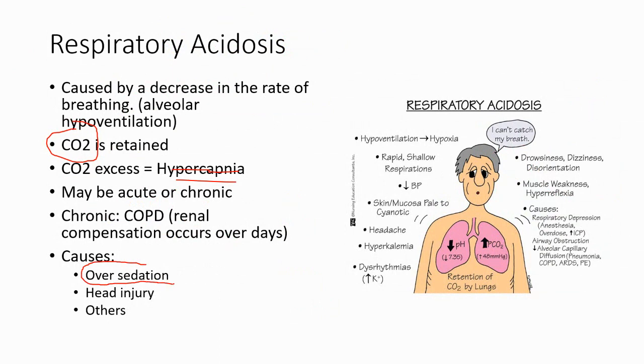We oversedate somebody, whether it's intentional or unintentional, somebody oversedates themselves, or we oversedate somebody, we decrease their respiratory rate. Okay. Shallow respiratory rate. Oversedation is a very common cause of an acute respiratory acidosis. Chronic respiratory acidosis, classic would be a COPD. Okay, COPD patients are CO2 retainers. You know that, you learn that, your nurses, you know that.